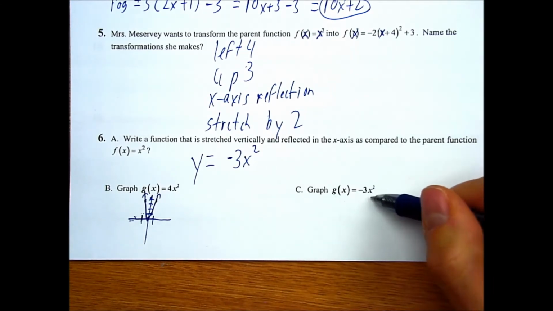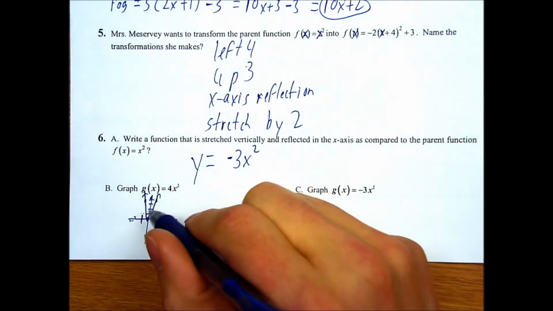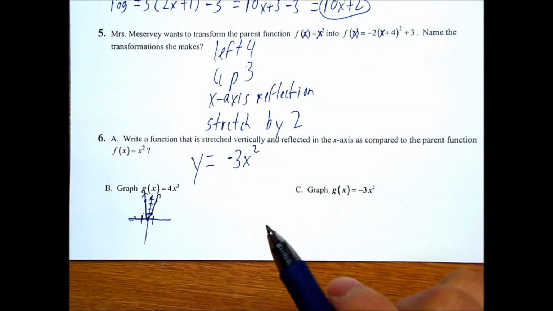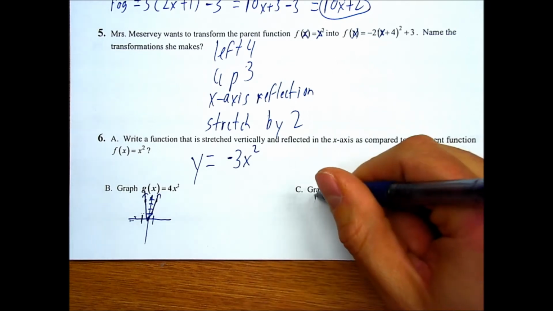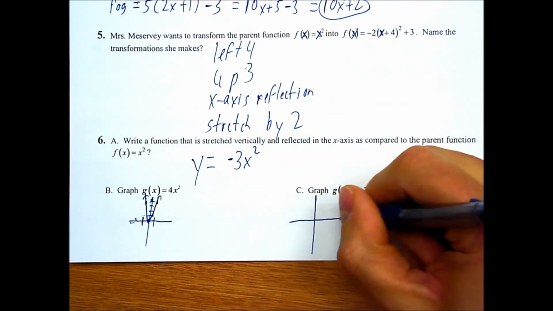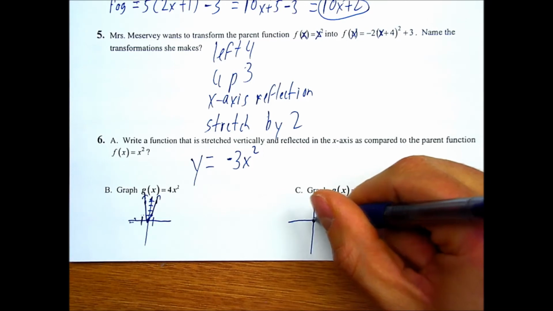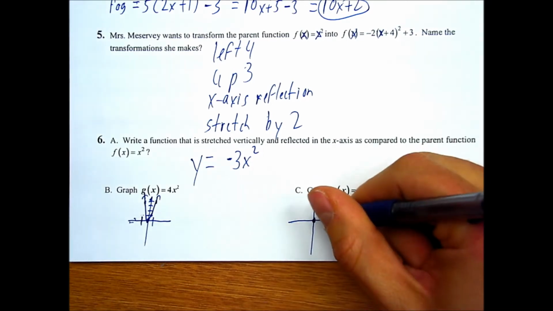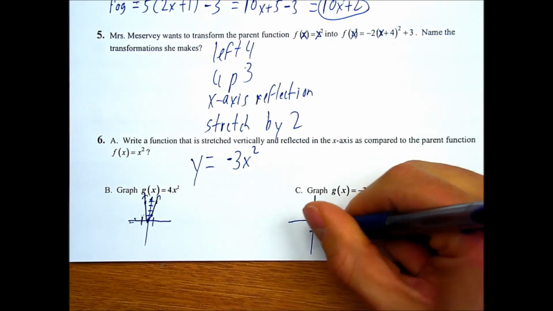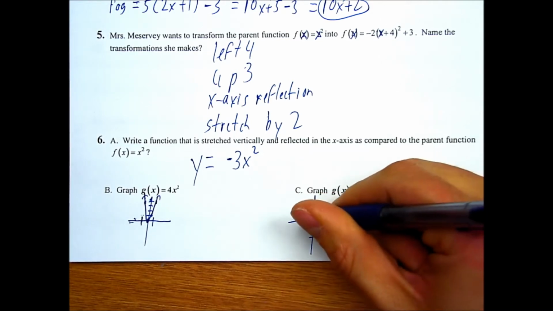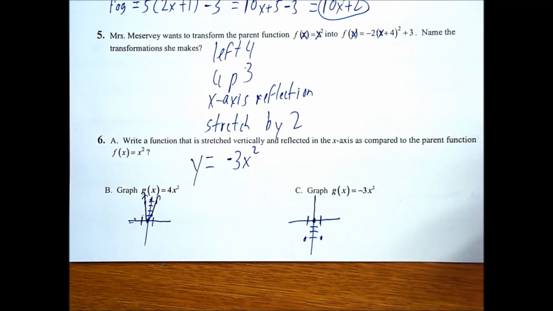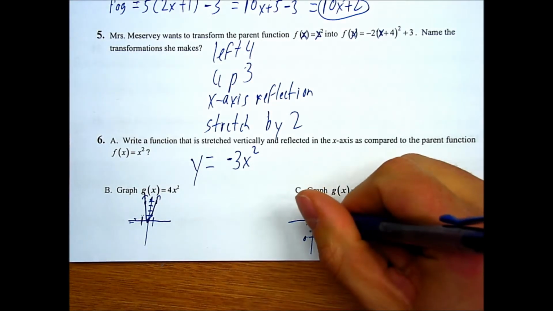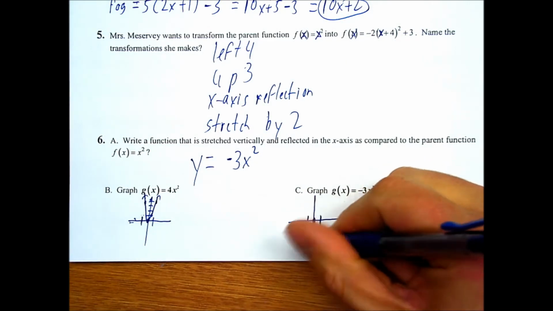Graph g of x equals negative 3x squared. This is very similar in nature to question B, except this one is reflected in the x-axis and has a stretch of 3 instead of 4. So I will do the same vertex. When x is 0, y is still 0 here. But when x is 1, y is now negative 3. And when x is negative 1, y is negative 3 as well. That negative coefficient again makes this reflected in the x-axis. And the 3 means it's got a stretch of 3.